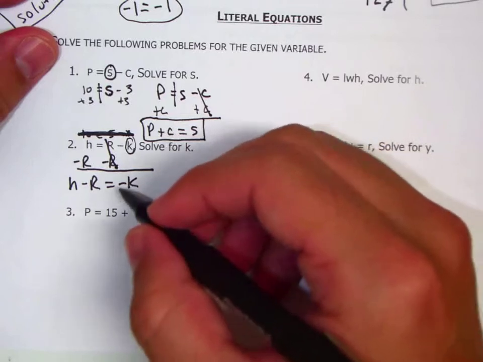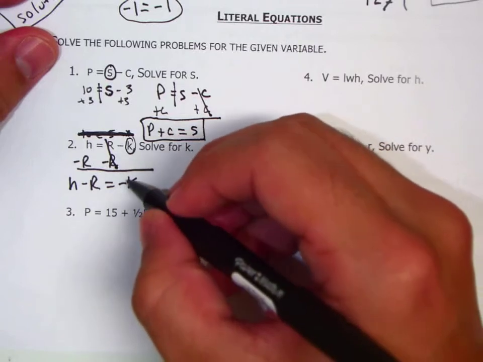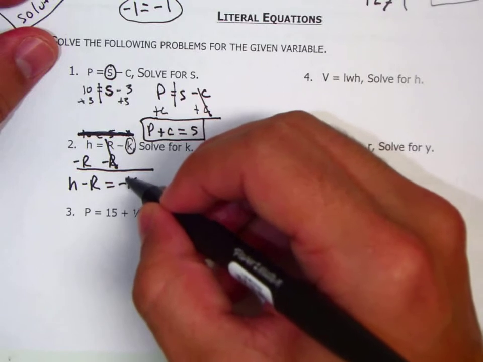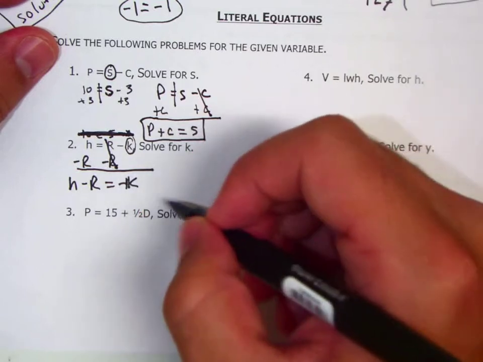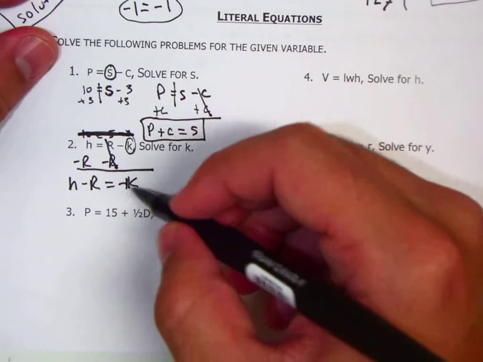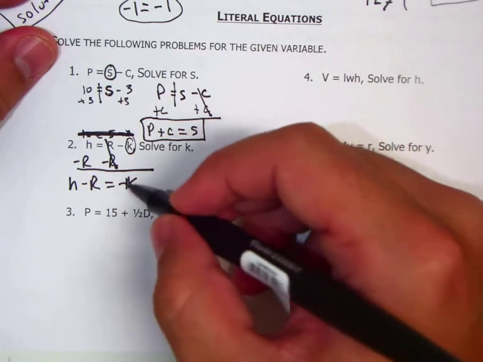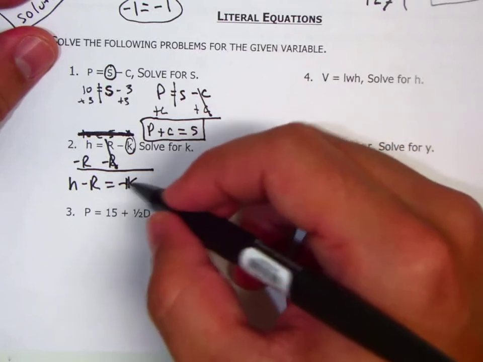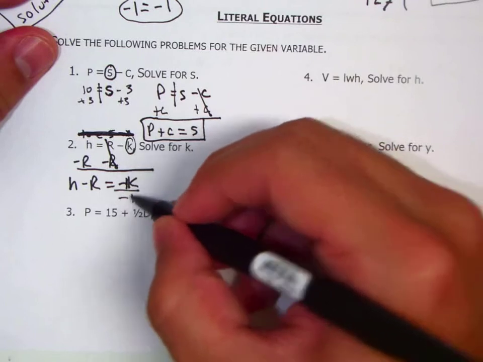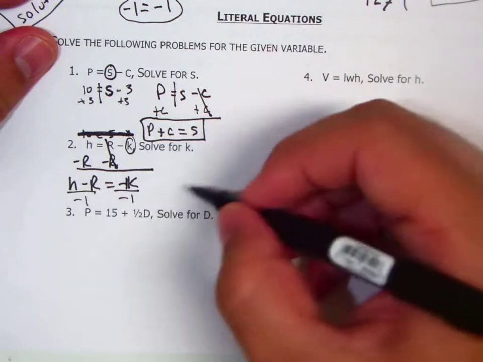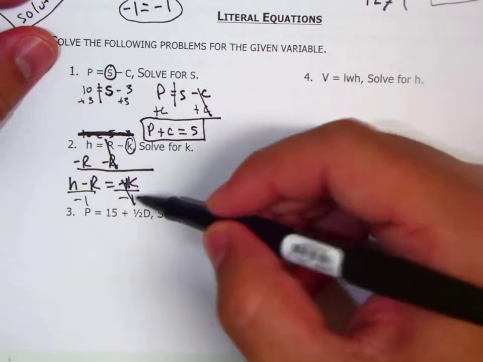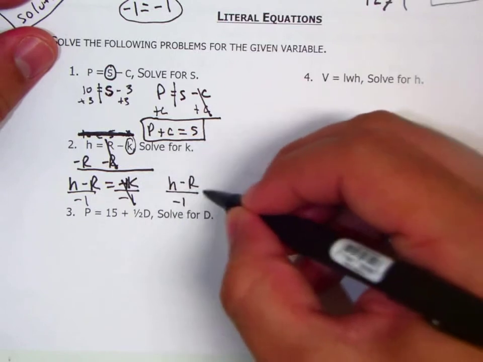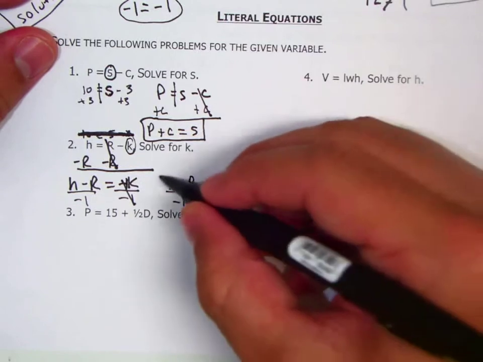This negative sign needs to go. So remember the fact that this is a negative sign, but that there's a 1 actually in front of that K. I put a 1 in front of that K. If you can't see it, there's a 1 there. So in order to get rid of the negative 1 now, since it's negative 1 times K, I need to divide both sides by negative 1. This will cancel. So I have H minus R over negative 1 equals K.